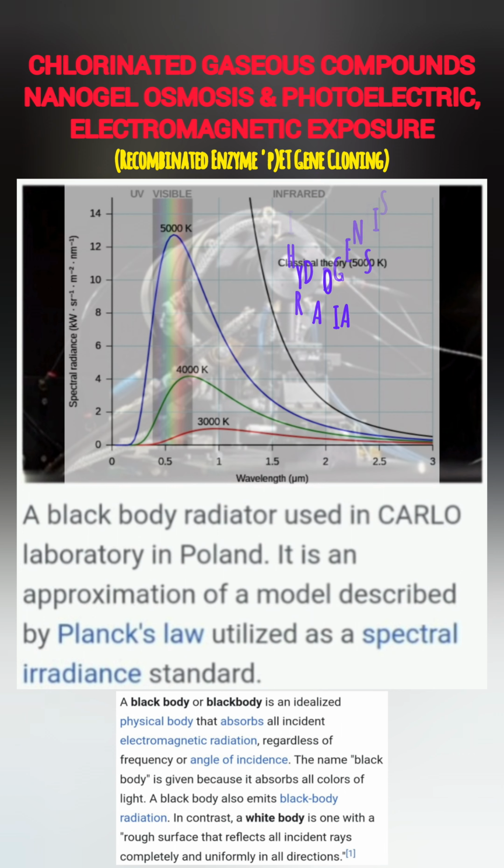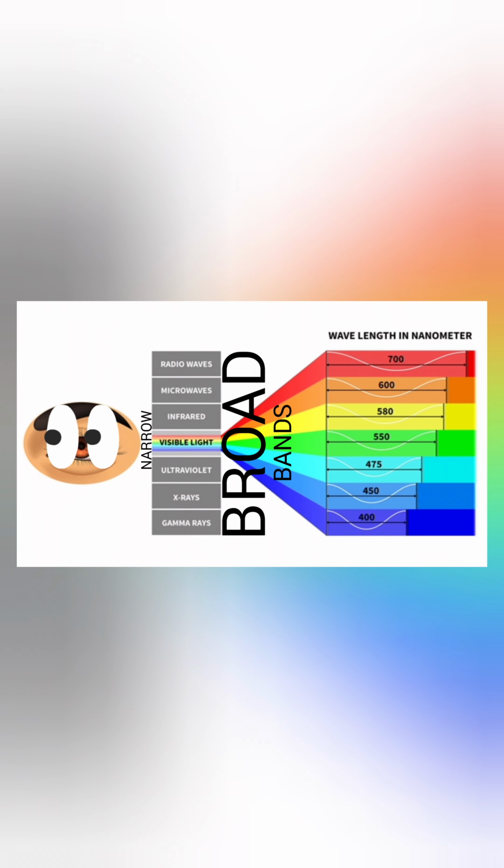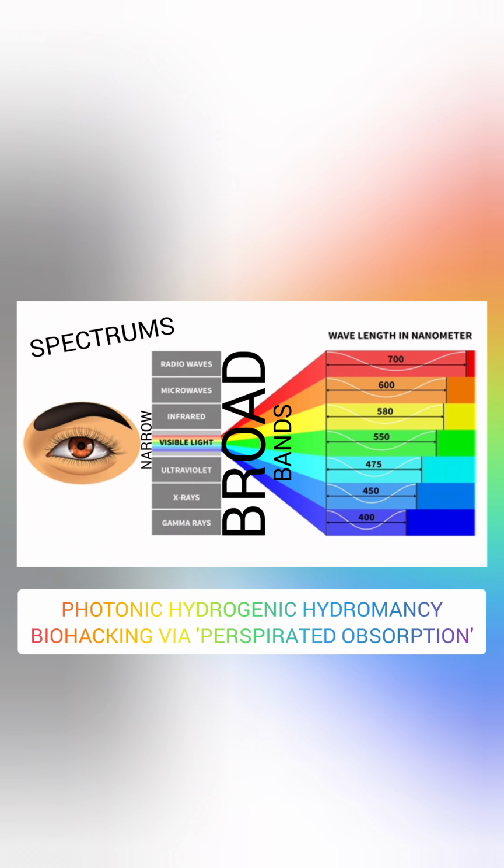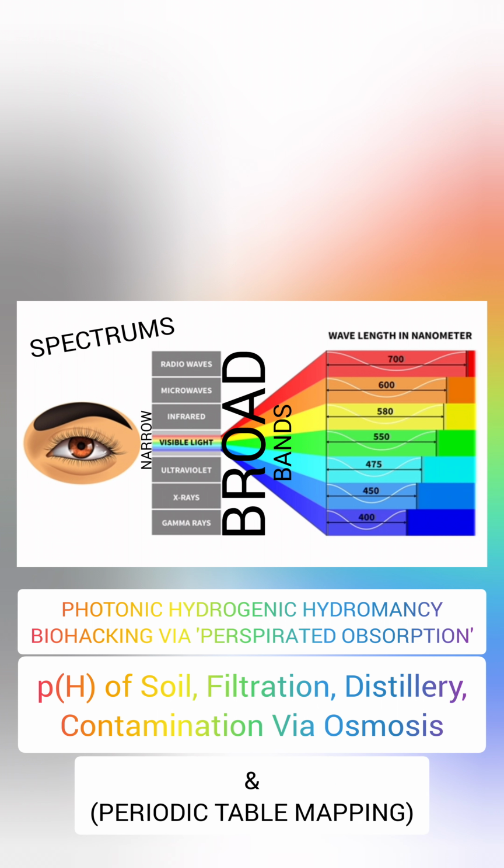of PET gene cloning. Considering that of the human eyeball vision and that of the spectrums of analysis, to do with that of radio waves, microwaves, infrared, ultraviolet, X-rays, gamma rays, to that of what studied as visible light, and that of the occurrence of narrow and broad bands of visional waves and wavelength in nanometers displayed and illustrated on the screen, is an example of that of a photonic, hydrogenic, hydromancy, biohacking feasibility via perspiration absorption, and so to do of hydrogenesis, to do with hydrogen liquid and hydrogen gaseous formation, to do with that of a filtration of pH of soil as example, to do of periodic table mapping and filtration, distillery, contamination, and a osmosis.